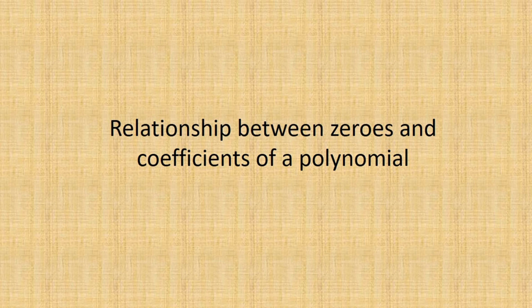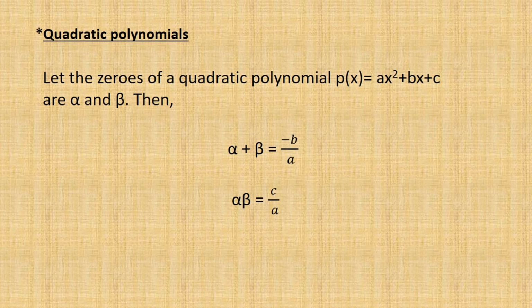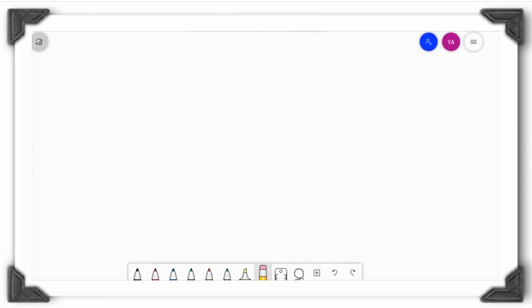Relationship between zeros and the coefficients of a polynomial. We discussed the second degree polynomial, the relations between coefficients and the zeros. Second degree polynomial is ax square plus bx plus c, and the zeros are alpha and beta, and the relations are the sum of the zeros is equal to minus b by a, and product of the zeros is equal to c by a. So we want to prove these results using algebra.